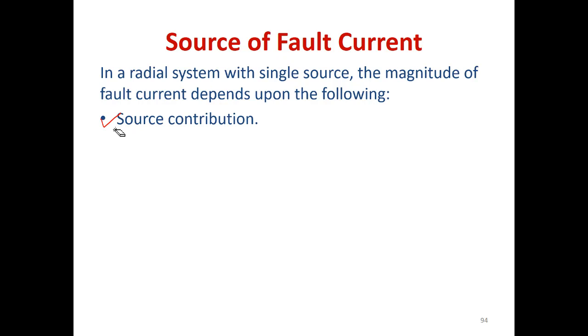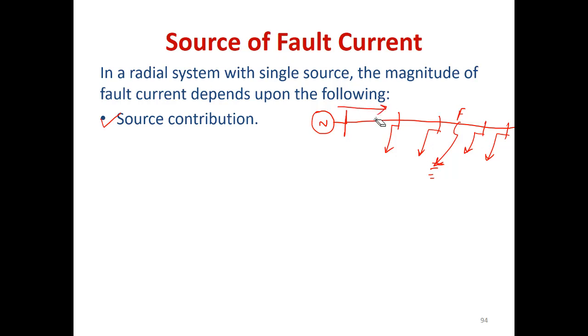Suppose the fault happens in the distribution network, right? So we can see here, let us draw it. Suppose this is the source which is feeding a long feeder, having different sections. Now suppose the fault happens somewhere at this point. Then obviously, the source provides the fault current, right?